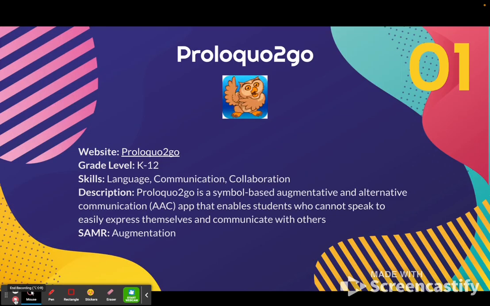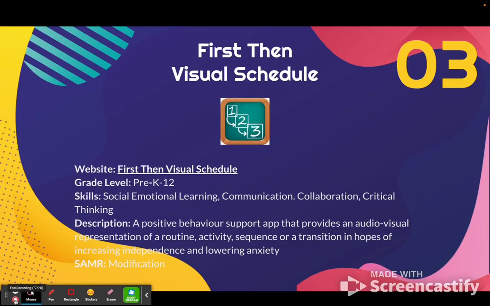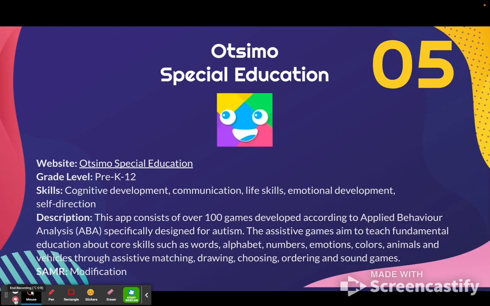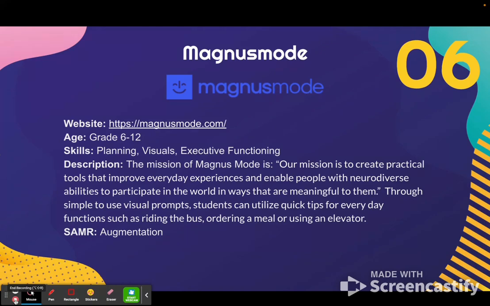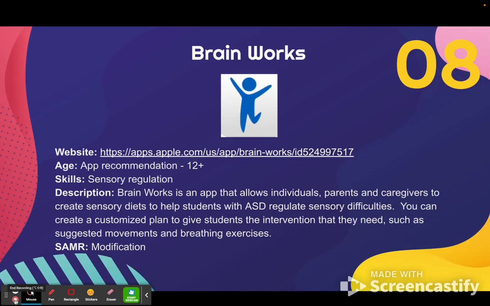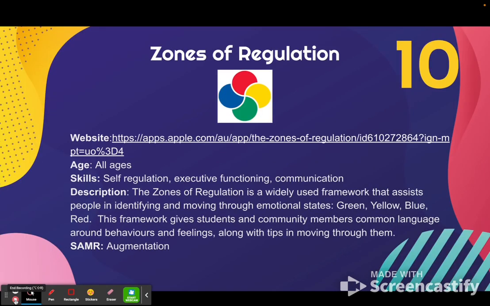Each slide has a link to the website or app that we found, along with a description of its use, the ages it's geared towards, along with its SAMR designation. Again, keep in mind that SAMR will be fluid for your students with ASD, as each student will have varying needs. We've also included a mention of what kinds of skills these websites and apps will assist with. We've used the categories planning, self-awareness, time management, self-regulation, visuals, executive functioning, and communication. In Emily's video, she'll walk you through a couple of the apps and show you how to use them.